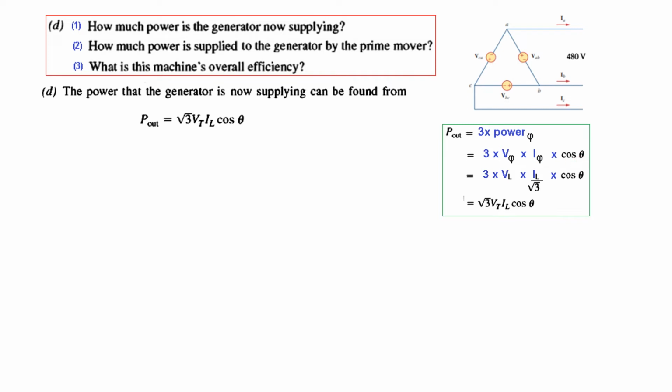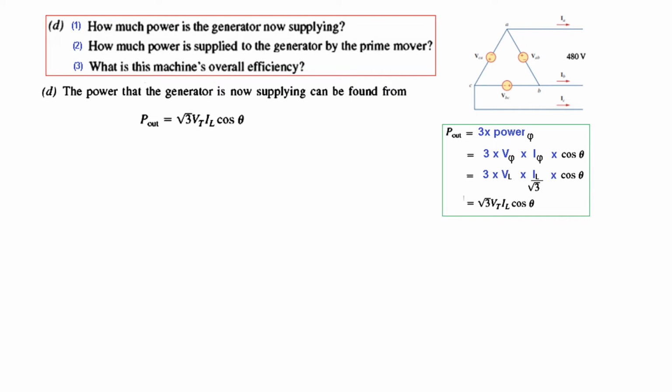In this case, V phase and V line or V terminal are the same, but the phase current and line current are different, so the relation between them is I phase is equal to I line divided by root 3. So from here we get this equation: V terminal or V line, I line and cos theta. Now we know all these values.